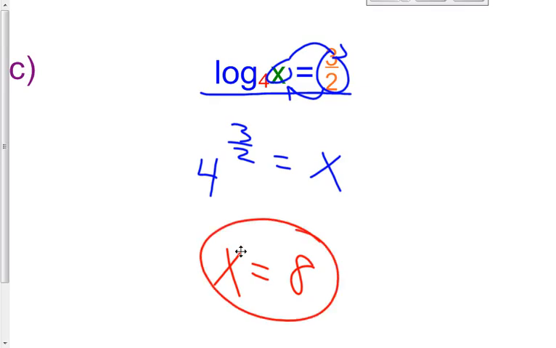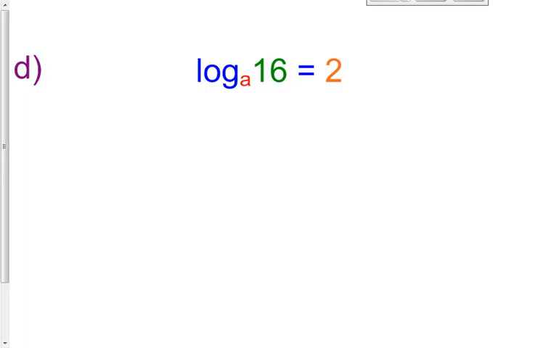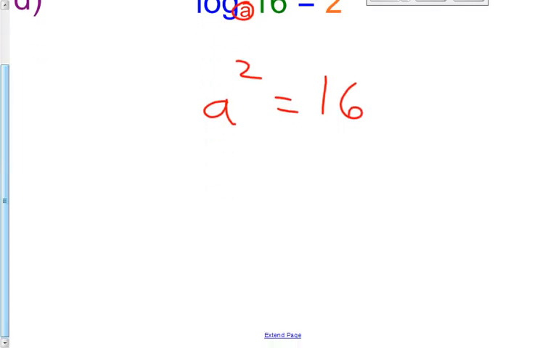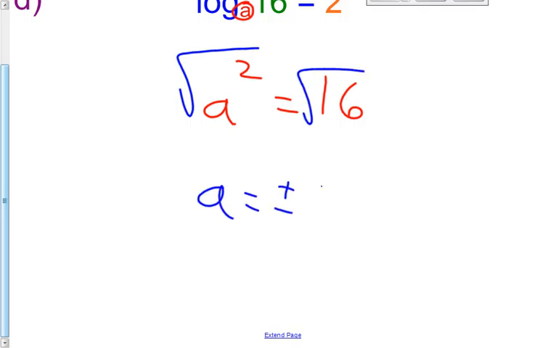Last one of this kind, letter D. The log base a of 16 equals 2. So what does a equal in this case? Well, I'm going to change forms, so I now have a squared equals 16. I'm changing it from logarithmic into exponential. Let's get a all by itself. How do you get rid of that square term? Square root both sides. So a equals the square root of 16, which is plus or minus 4.